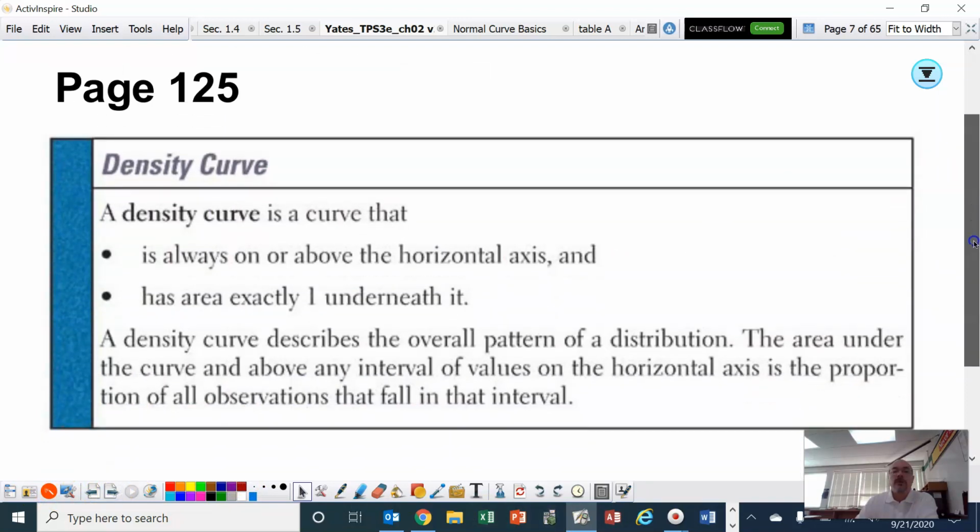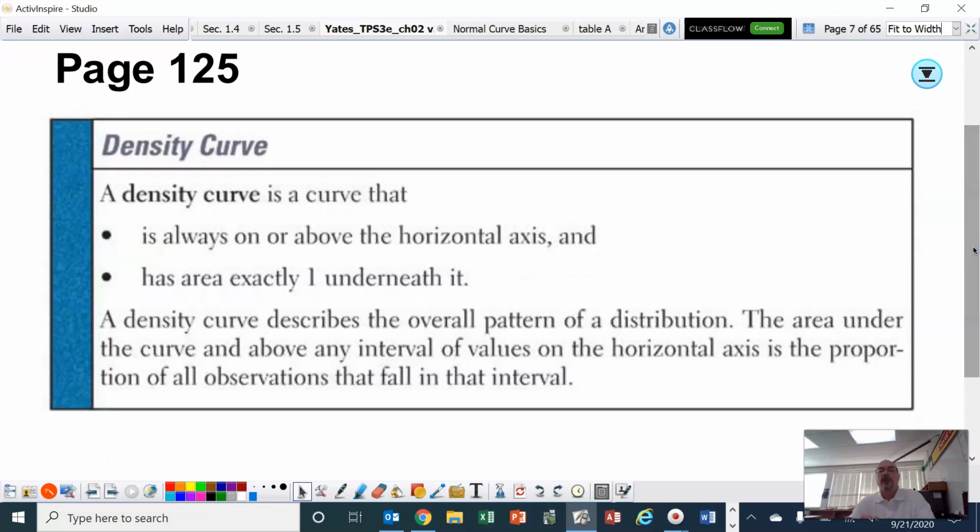On page 125, it talks about the density curve. And again, remember, my expectations are for you to read, minimum, reading the summary at the end of the book and reading the bolded letters in each chapter and the examples, minimum. A density curve is a curve that, one, is always on or above the horizontal axis, and two, has area exactly one underneath it. A density curve describes the overall pattern of a distribution.